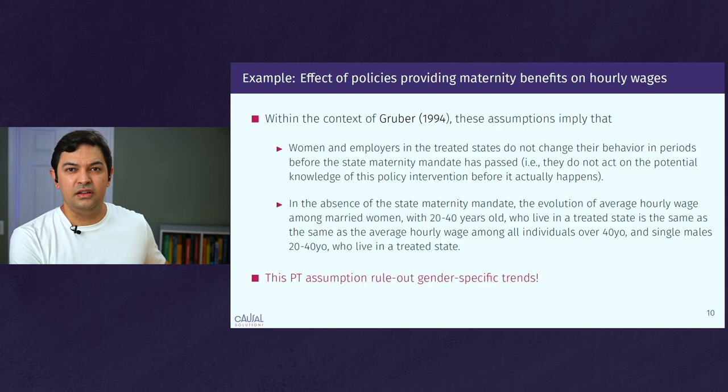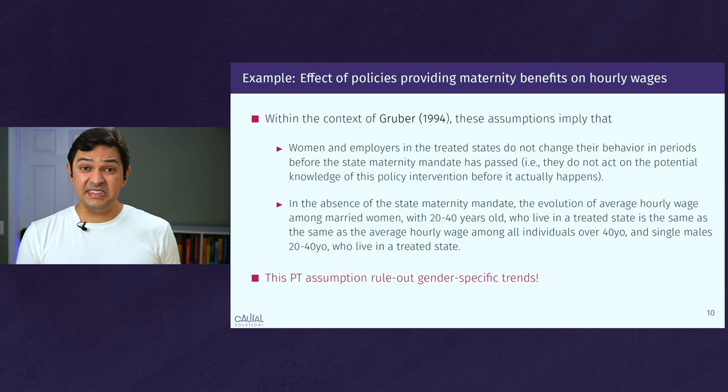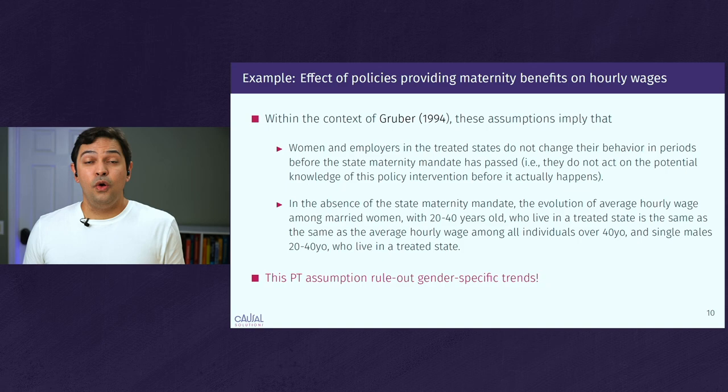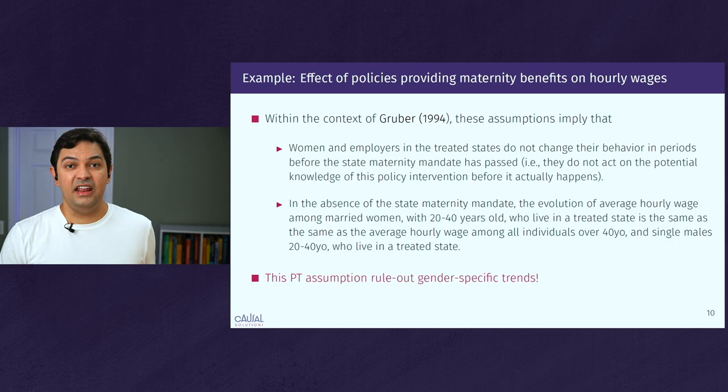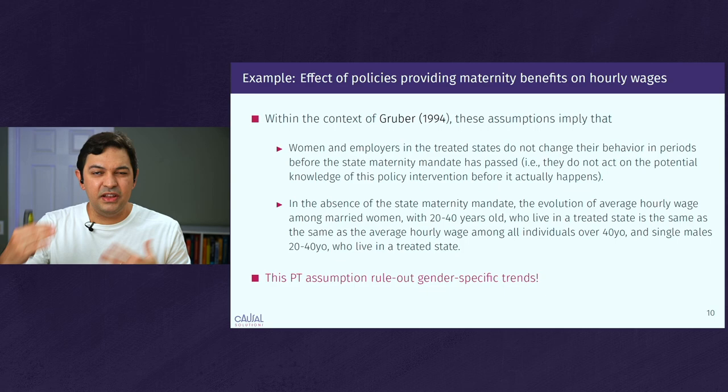So in order for this kind of parallel trends to be actually valid and plausible, we have to rule out gender-specific trends, right? So the evolution of male is similar to the evolution of female. And at the same time, we also have to rule out age-specific trends, right? Because somehow I'm telling you that the evolution if you're between 20 and 40 is the same as the evolution of earnings if you are older than 40. Somehow combined, not very precise, but you get the gist here.